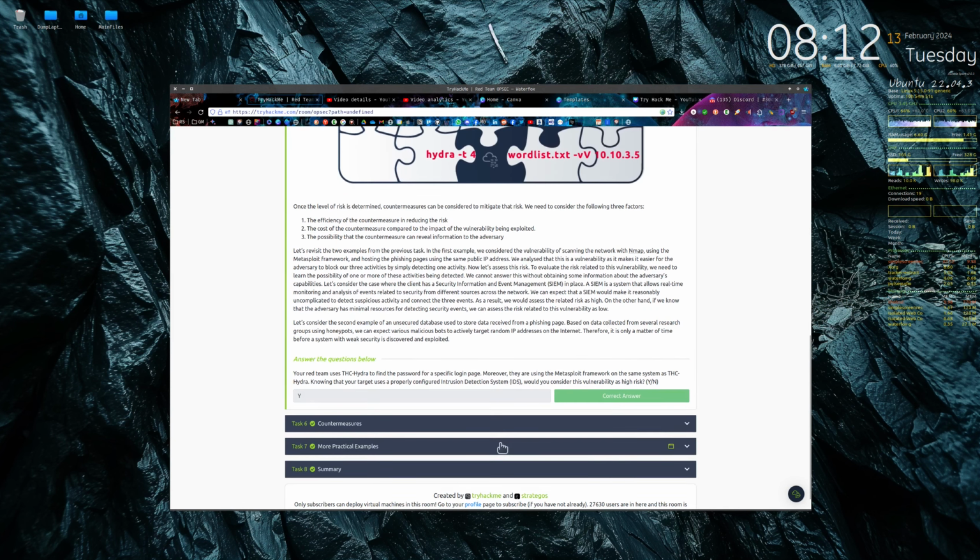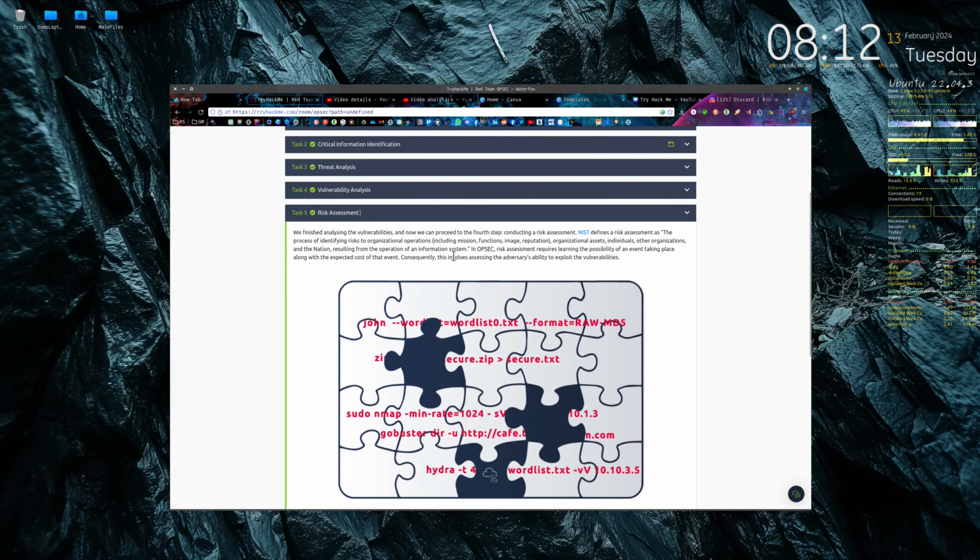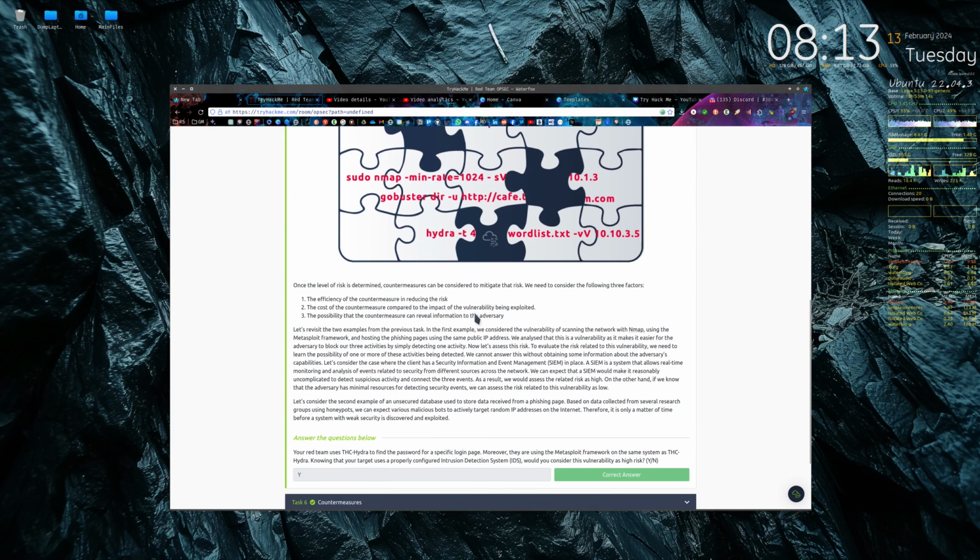And your risk assessment. Some of the things that you might look at are the vulnerabilities. So, we finished analyzing vulnerabilities. Now we can proceed with the steps for conducting risk assessments. Defining a risk assessment process, identifying the organization's risk operations, including mission, functions, image, reputation, and so forth. To have effective countermeasures protecting things that might be exploited, compare the cost of countermeasures to the impact of vulnerabilities, and determine those weights, and the possibility that the countermeasures can reveal information.